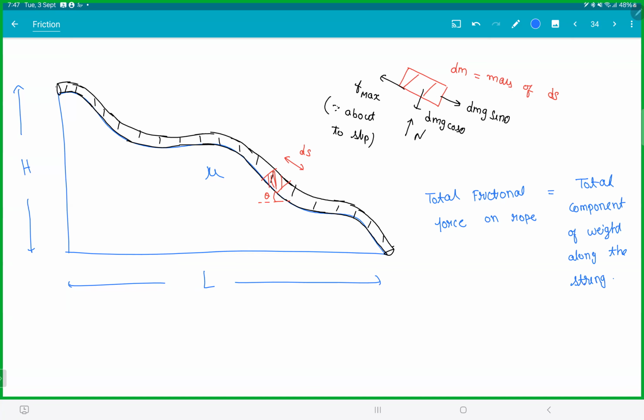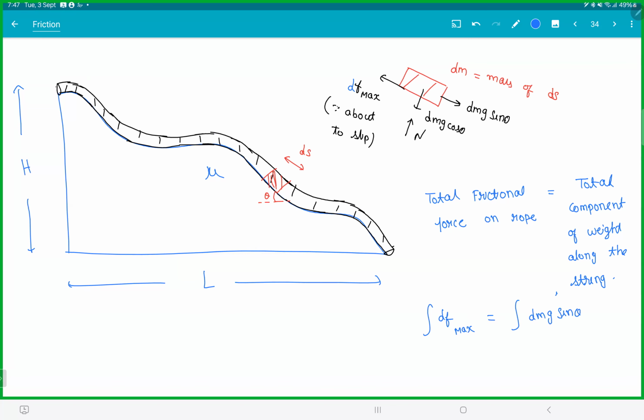Do you guys agree with that? Doesn't this look like the net pulling force method? Net force along the string must be equal to mass into acceleration. So it means all these frictions and all these mg sin theta are cancelling out. So integral of all frictions must be equal to integral of dmg sin theta. Let's call this df max. It's the friction on that small segment.